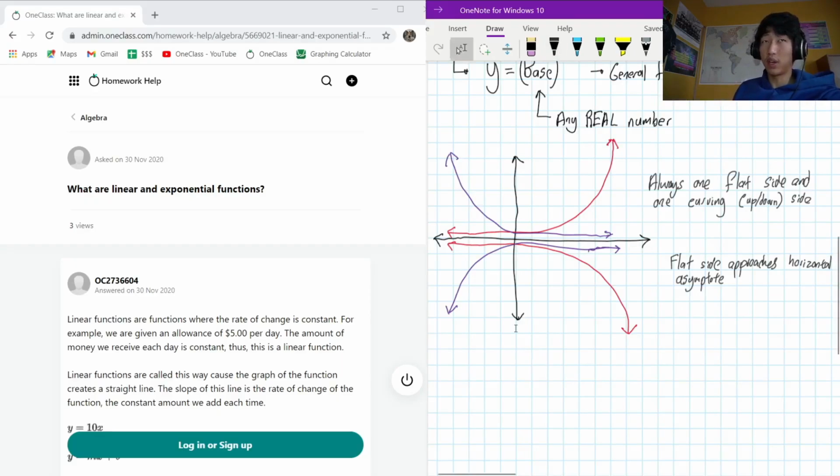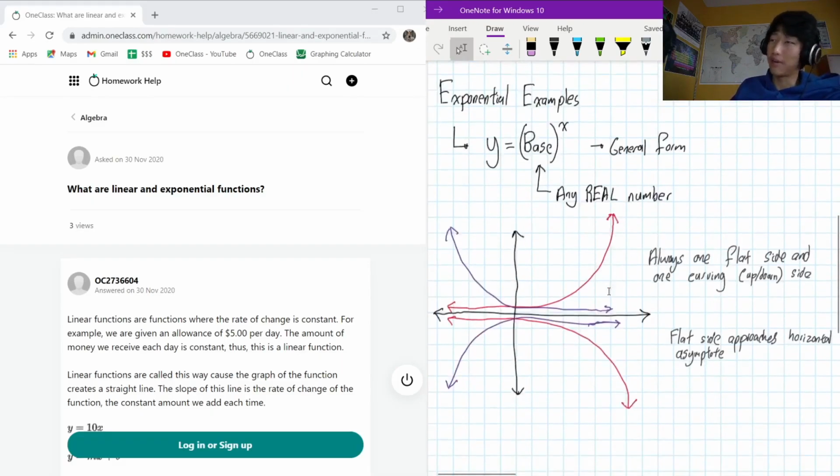functions. You should see one curving up or curving down side and one flat side of the graph. And if you see that, it is most likely going to be an exponential function, and you definitely want to see the horizontal asymptote. That's where the flat side is going to approach, but the flat side is never going to get to that horizontal asymptote. It's going to get very close, but never quite there.